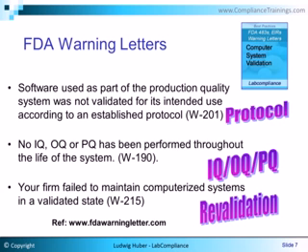Here, the second one is: your firm failed to maintain computerized systems in a validated state. I have revalidation here as a remark. It's not the only thing. We also can use a periodic review approach, which in my opinion is better than revalidation. But nevertheless, I think this is all good here.